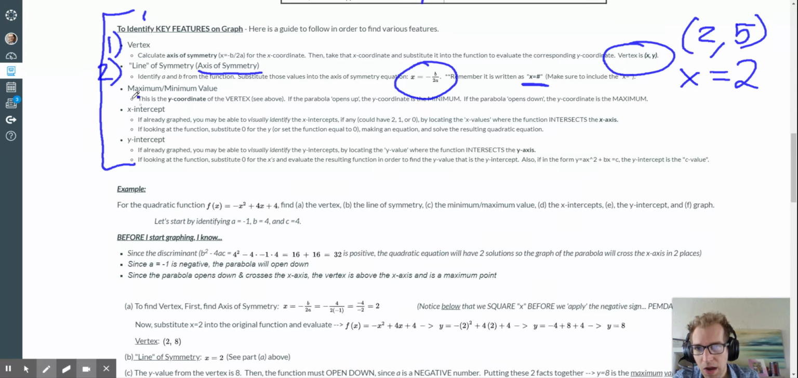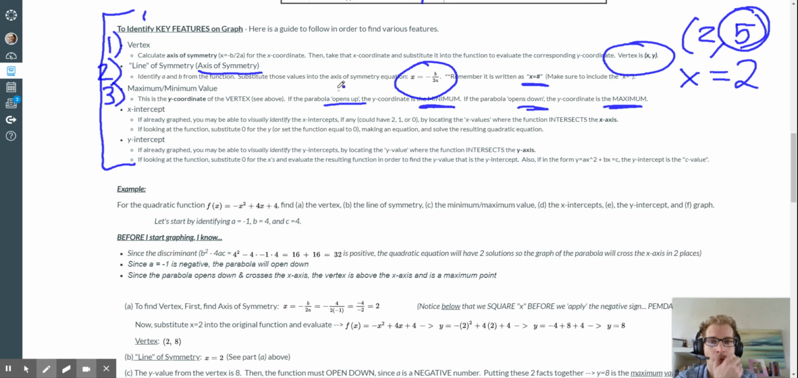All right, third one here, minimum and maximum value. So remember the y-coordinate of the vertex, if we're doing our little example up there, it was the 5. That is either that minimum or maximum value. Now to figure that out, you need to figure out, does the parabola open up? If it is, it's the minimum value. If it opens down, it's the maximum value.